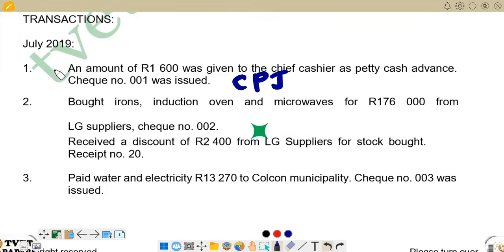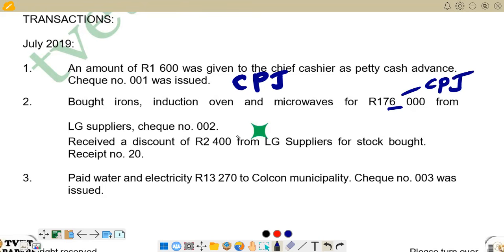The next item is item 2, and it reads: bought ovens, induction ovens, and microwaves for 176,000 rands from LG suppliers. Cheque number 002. I received a discount of 2,400 rands from LG suppliers for stock bought. Receipt number 20. Like we are saying, we have to identify which journal is being affected here. You see that with this one, 176,000, it's a payment.